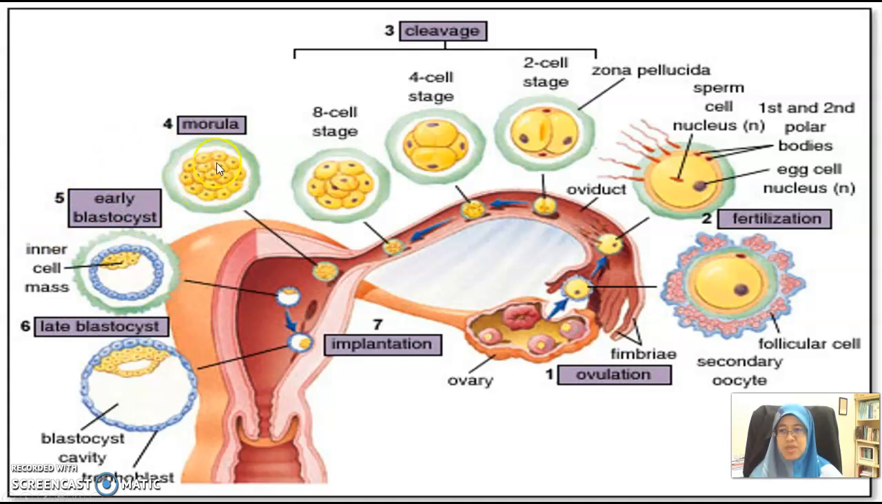Okay, when the fluid comes into this ball of cells, we can start to see space. So this is the early stage of the blastocyst. How to differentiate morula and blastocyst is by having fluid inside the ball. Okay, fluid sticks into the ball.